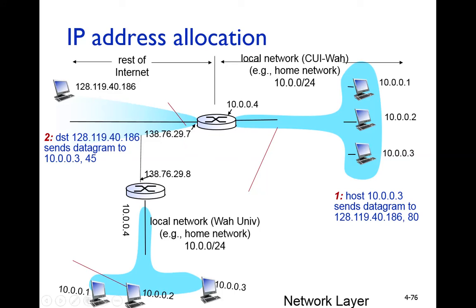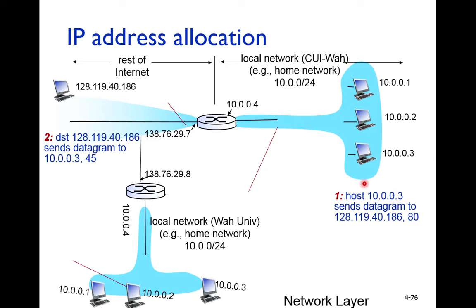But now suppose this is the host 10.0.0.3, and it wants to communicate with another host, for example this one, and this machine, the destination, has a public IP address, so it is known worldwide. If this machine wants to send data to 128.119.40.186, suppose this is the destination, it only knows the machines within its organization. It doesn't know where this IP address is located.